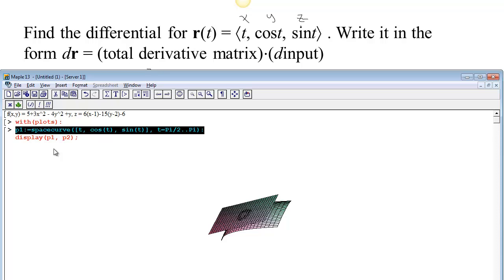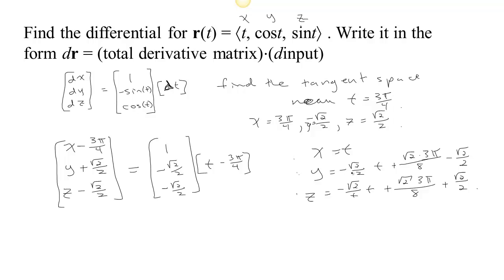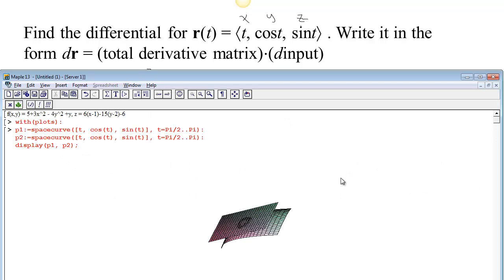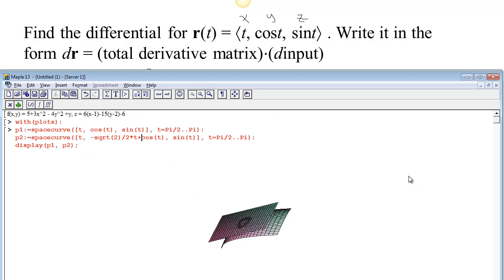And I'll do the same thing, only I'll do the linearizations for my second plot. The linearization of x is t. We found that the linearization of y would be negative root 2 over 2 times t, so negative square root of 2 over 2 times t, plus 3 times pi times the square root of 2 all over 8, and then minus the square root of 2 over 2. Okay, so that's my linearization for y.